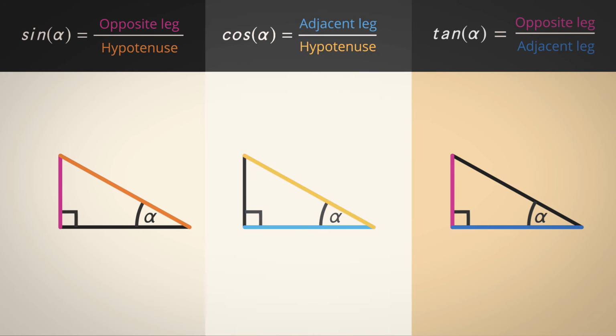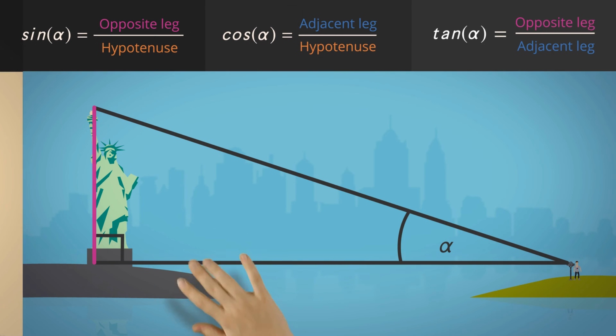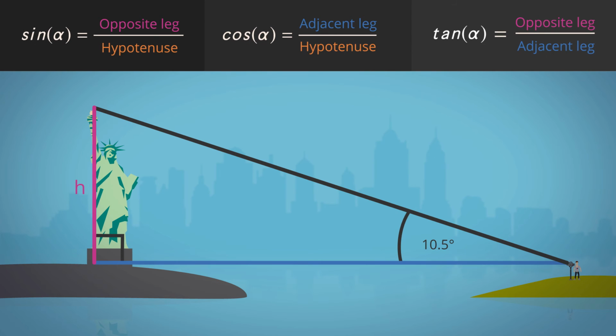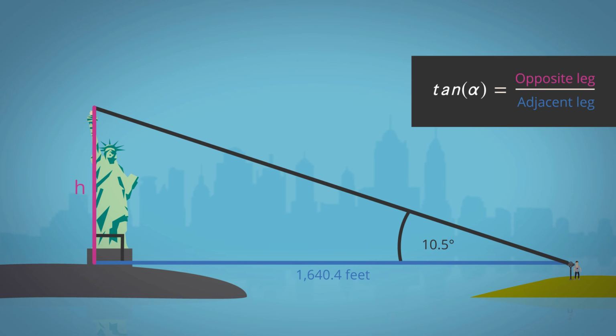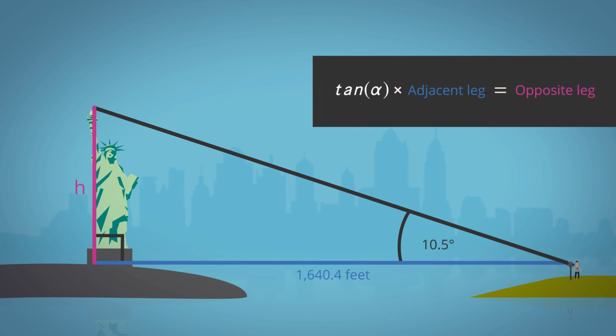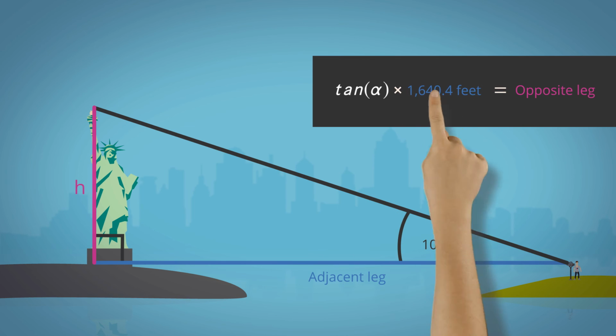Sine, cosine, or tangent? Since you know the length of the adjacent leg, but not the hypotenuse, the tangent ratio is the best choice to calculate the length of the leg that is opposite angle alpha, the height of the Statue of Liberty. Using the tangent ratio, set up the equation, then just plug in the values you know.